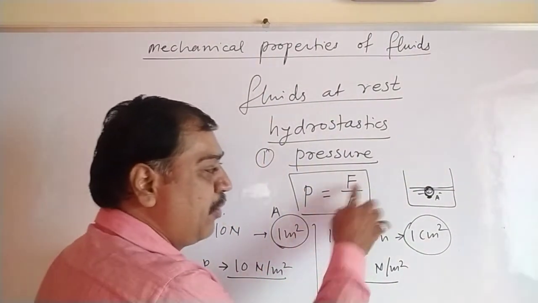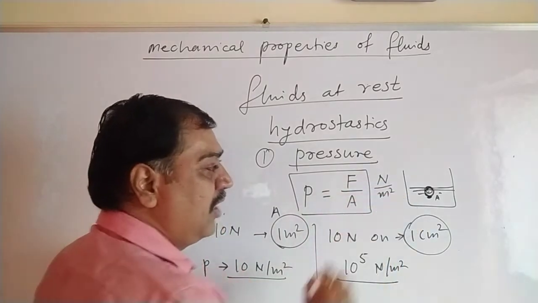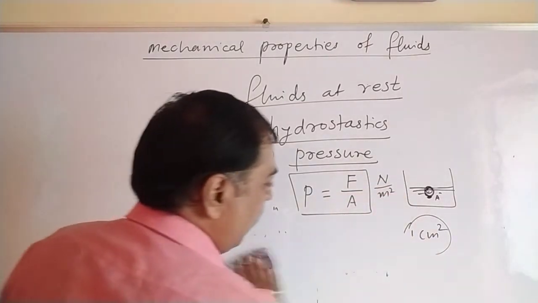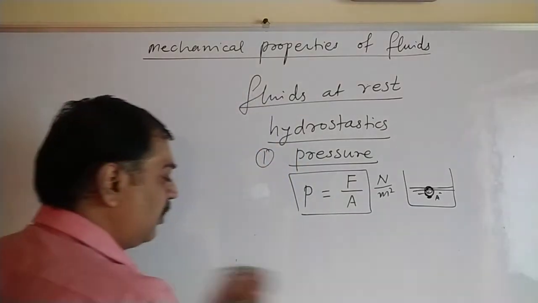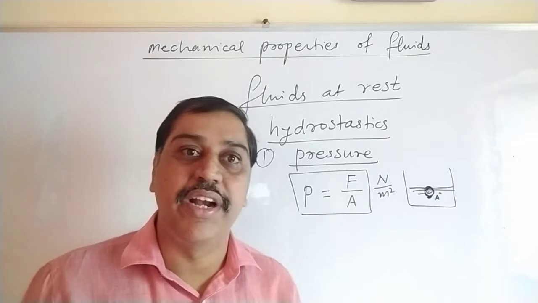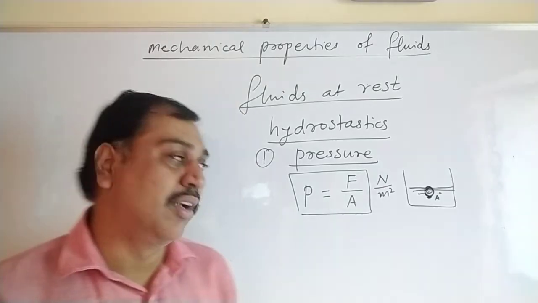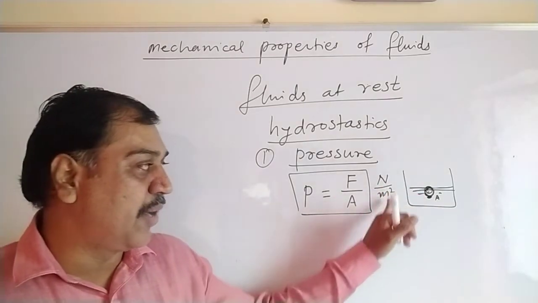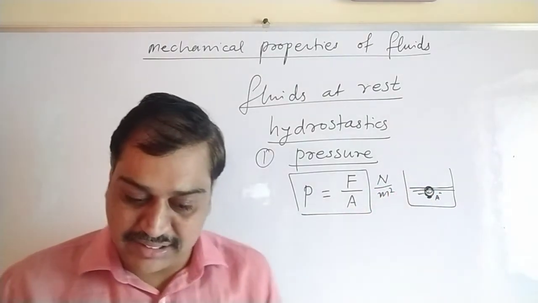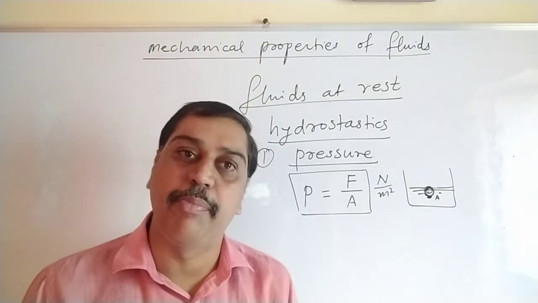Force can be measured in Newton, area in meter square. So Newton per meter square is the unit of pressure. Apart from this, if you remember, in 11th standard, in the fourth chapter on fundamental quantities and derived quantities, we have already learned about dimensions. So the units are Newton per meter square or dyne per centimeter square, and the dimensions they have given in the book are L to the power minus 1, M to the power 1, T to the power minus 2.